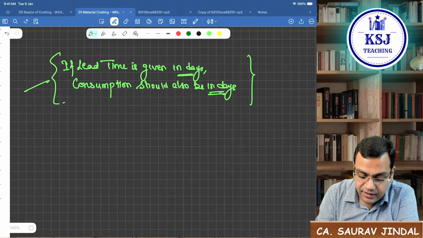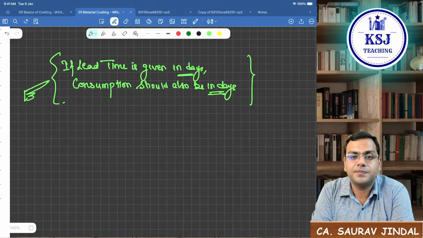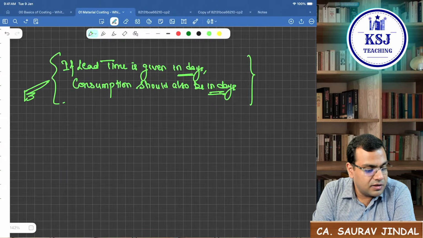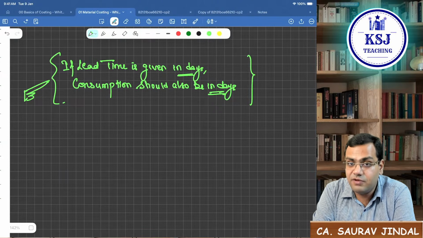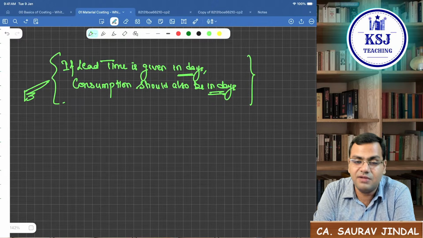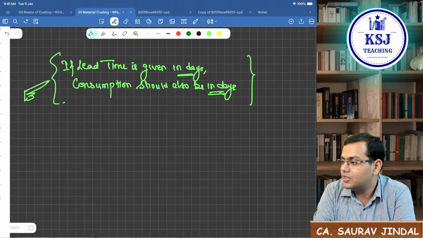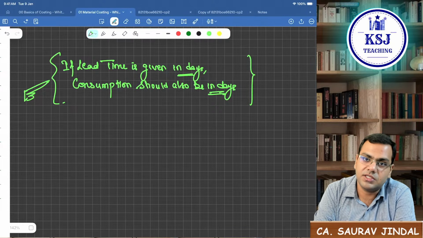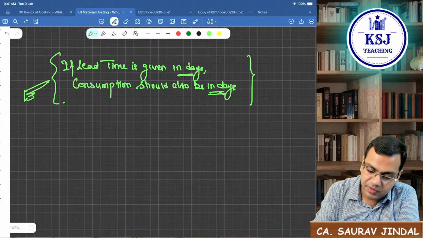This is one point where the institute can make you commit a mistake. They can give you the lead time in days, but give you the consumption in weeks. They can give you the lead time in weeks, and the consumption in days. This is where the institute can force you to commit mistakes, right? This is what we have to be very careful with.